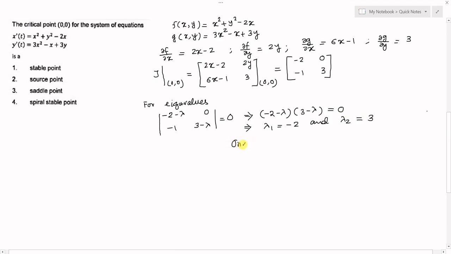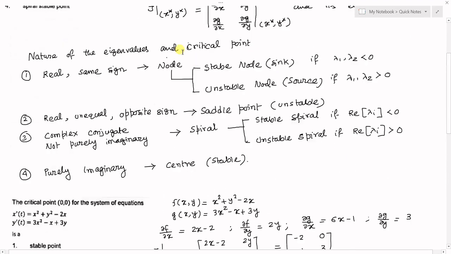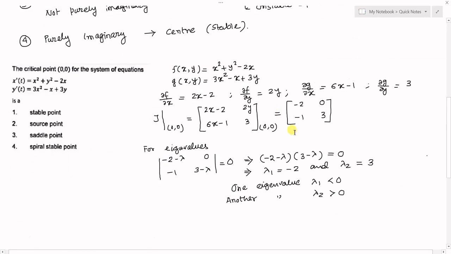Thus, one eigenvalue λ1 is negative and another eigenvalue λ2 is positive. And from the table we see that the eigenvalues are real, unequal and of opposite sign. Therefore, the critical point will be a saddle point, and hence option 3 is the correct option for this problem.